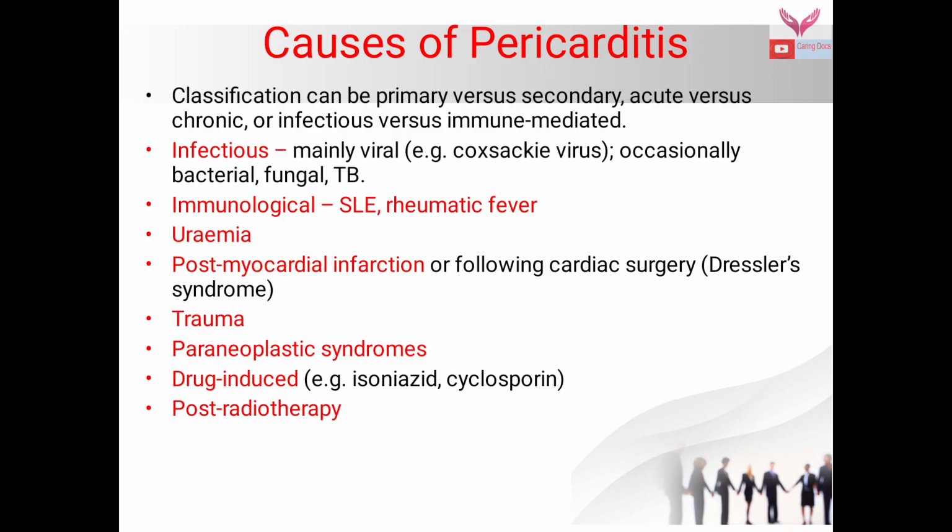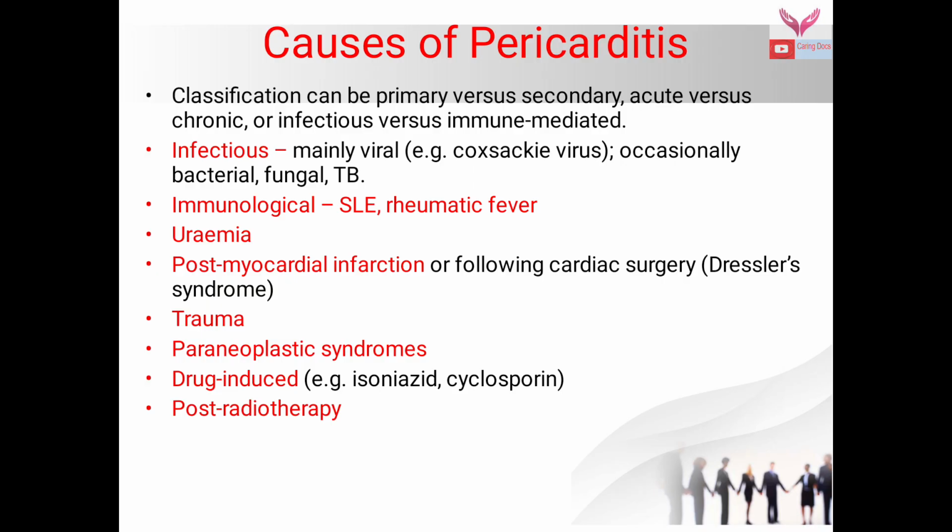The causes of pericarditis can be primary versus secondary, acute versus chronic, or infectious versus immune mediated. For infectious causes, it is mostly seen post viral or in cases of viral diseases like Coxsackie virus.